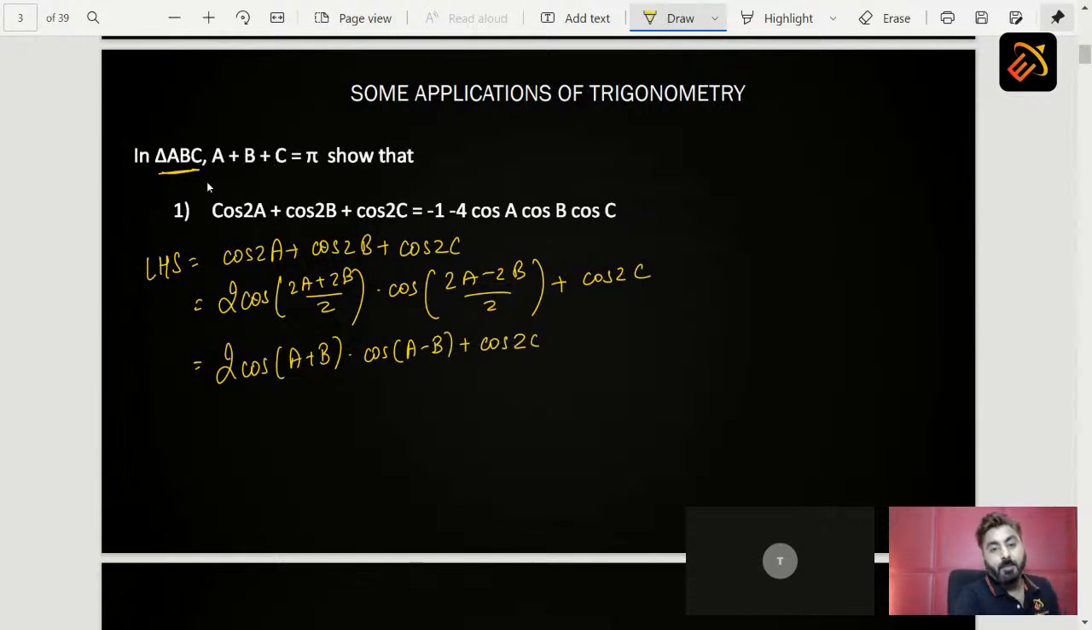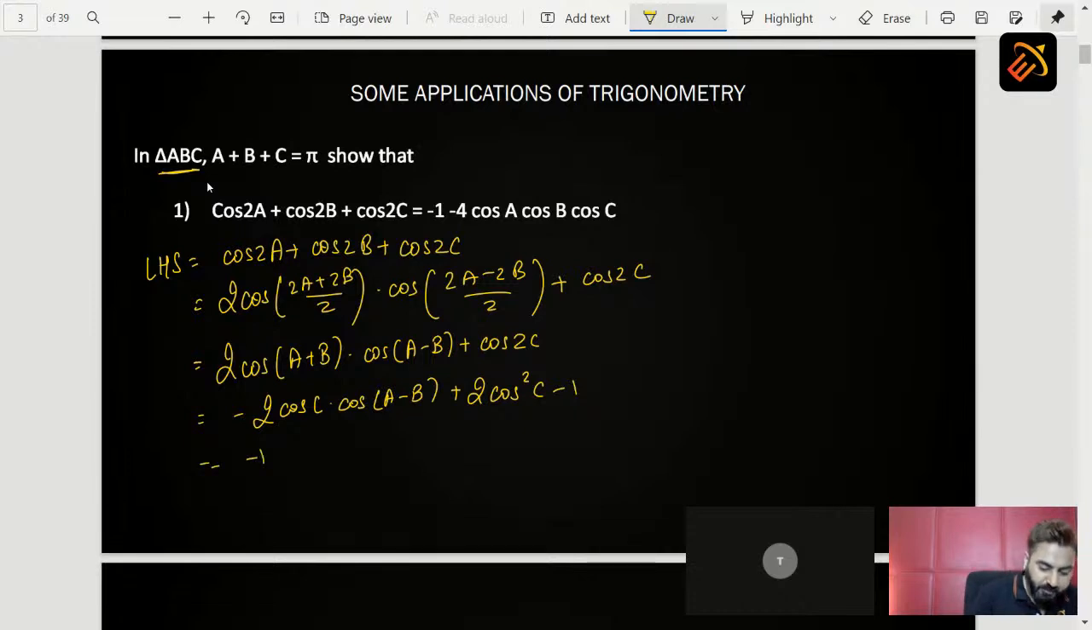Now, students, tell me one thing. What is cos (a plus b) in terms of triangle law? So cos (A plus B) in terms of triangle law is nothing but minus cos C. So here we get minus 2 cos C into cos of (A minus B). And if we want to write cos 2C in half angle, we will write it as plus 2 cos square C minus 1. Do we need minus 1 in our RHS? Yes. So let's write this minus 1 first.